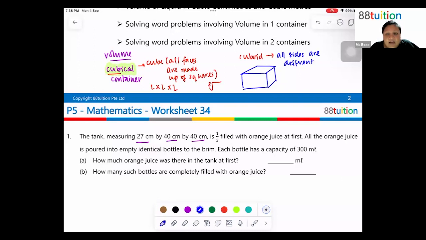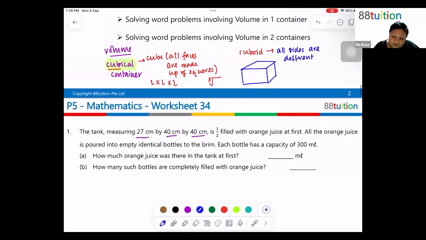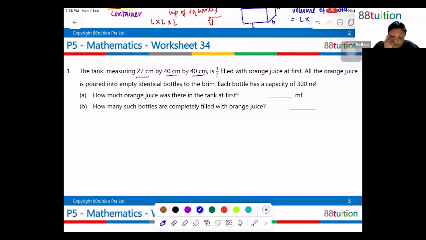All right. Now, I don't need the answers to the question, so you all would have done it. You all would have seen the answers. Now, so to find the volume, you have length, breadth, and height. So to find the volume of a cuboid will be to take length times breadth times height. Now, question 1. When they give you information like this, the tank measuring 27 by 40 by 40, that means this is your length, breadth, and height.